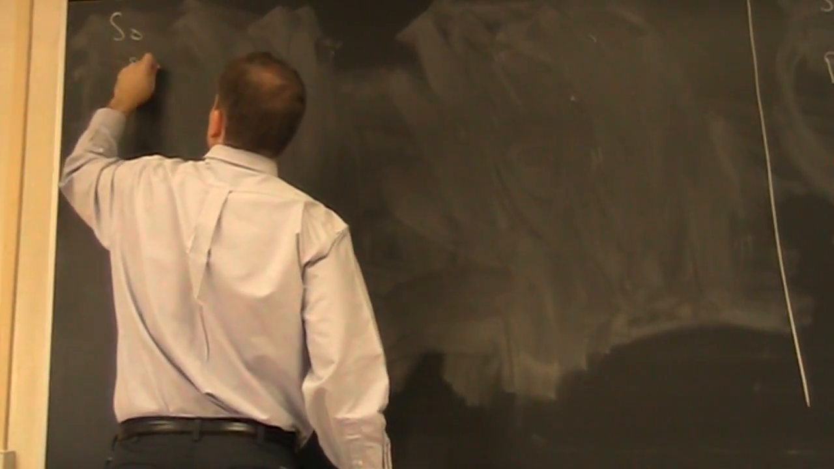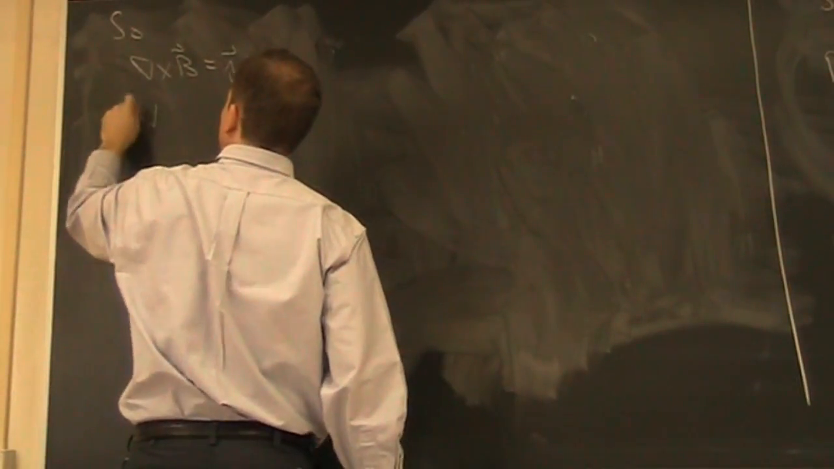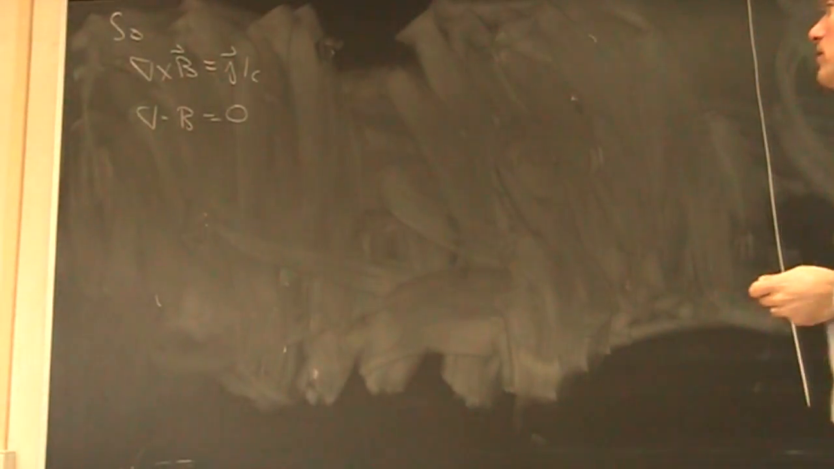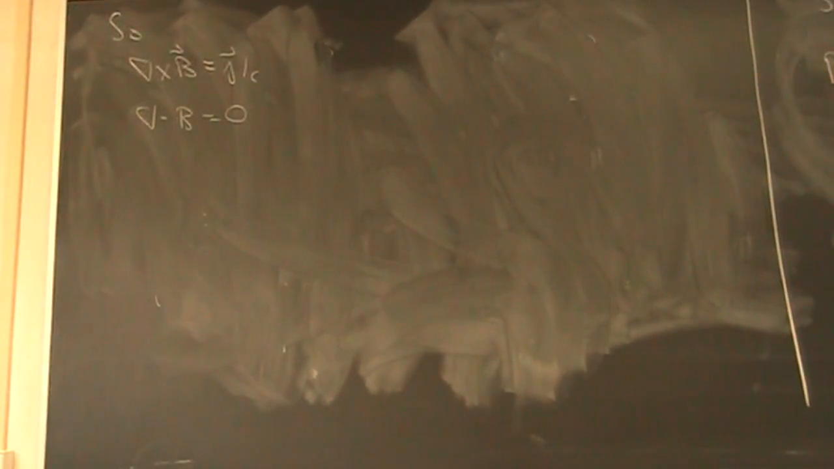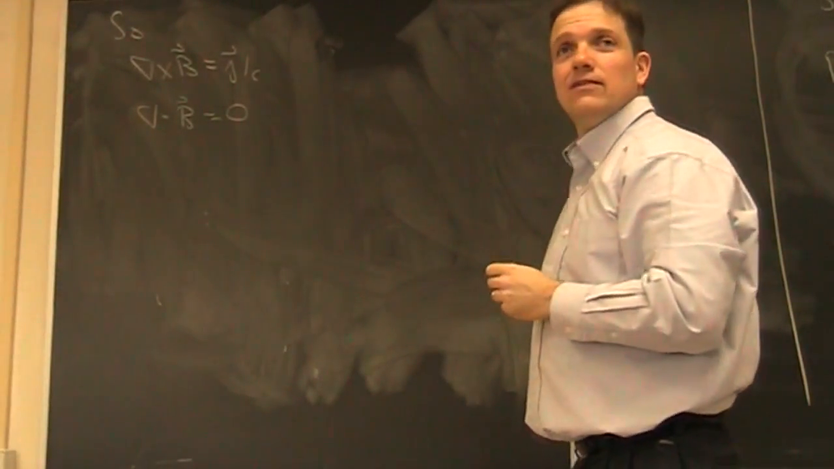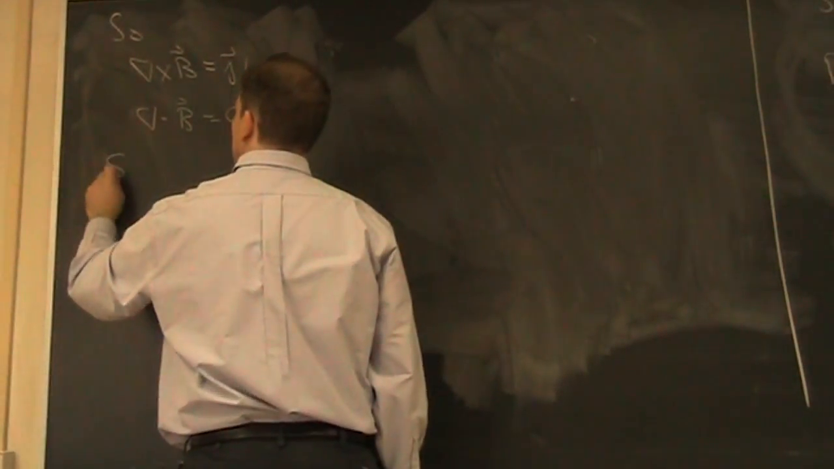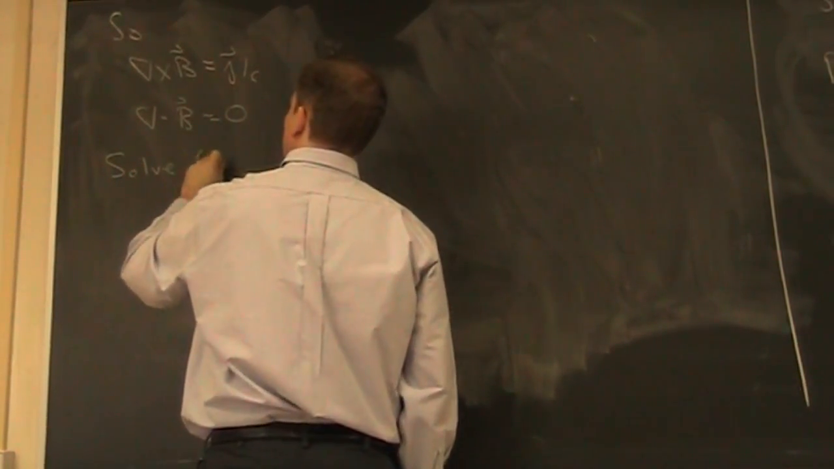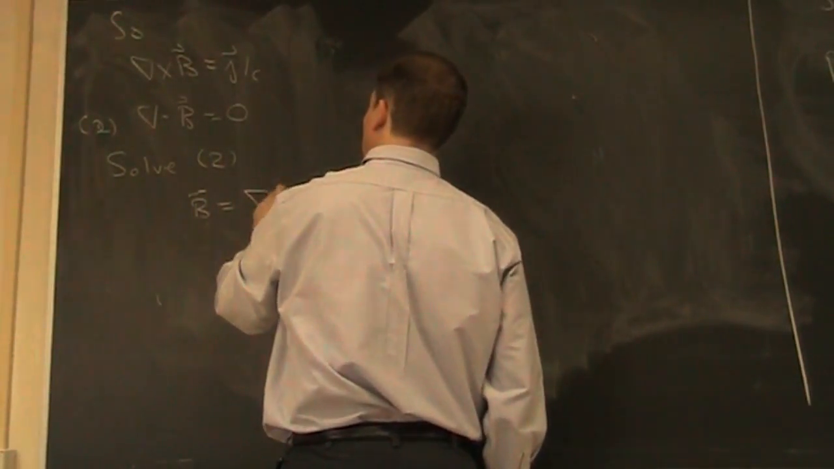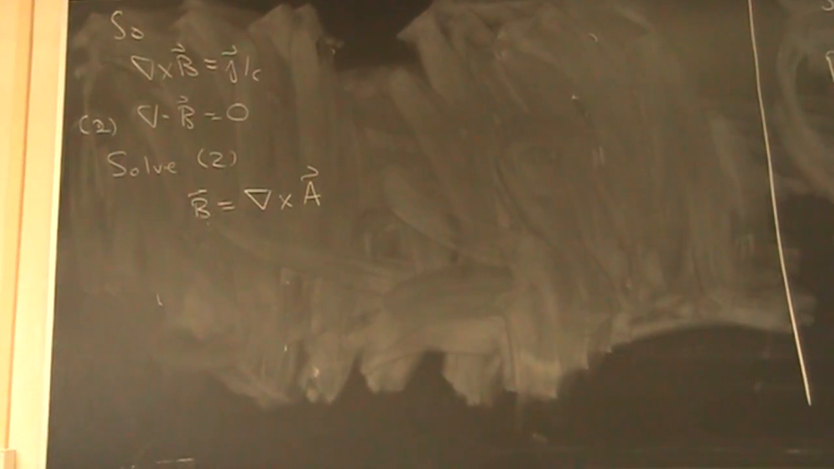So let's now go back here. So we have curl of B is J over c, and divergence of B is equal to 0. Now, in analyzing these equations, what you would do is say, okay, divergence of B is 0, so I can automatically solve the second equation by writing B as the curl of something. That's simple. Already solved 2 automatically.